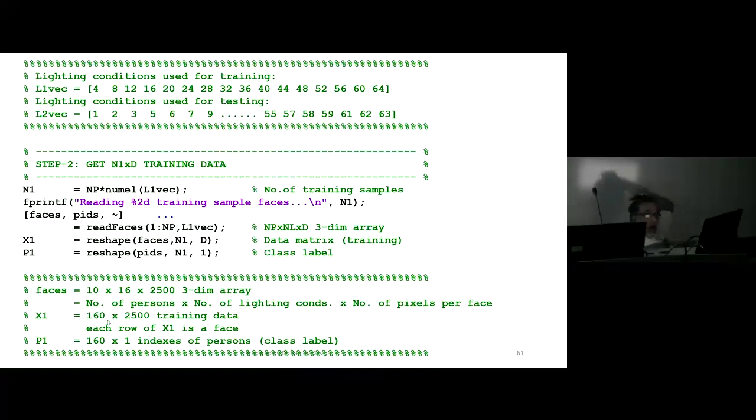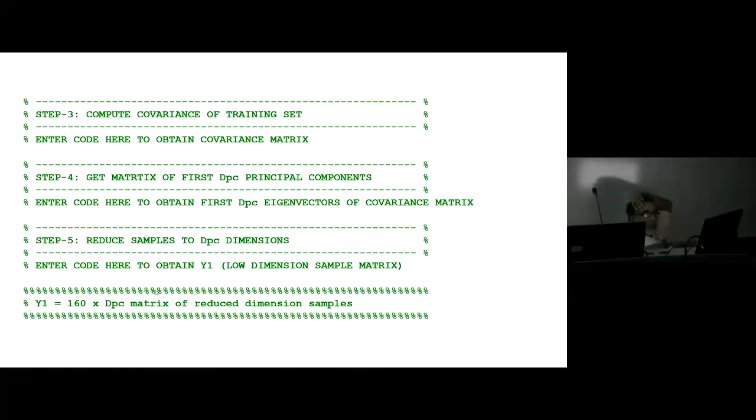Sorry, it will be 160 times 30. 160 times 30. 30 vectors, yeah. Okay, so 160 times 30 would be Y1.